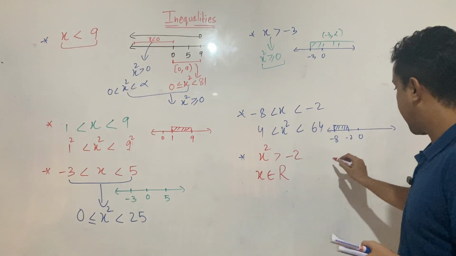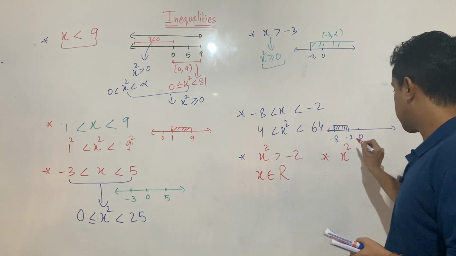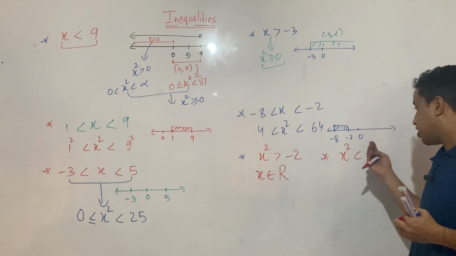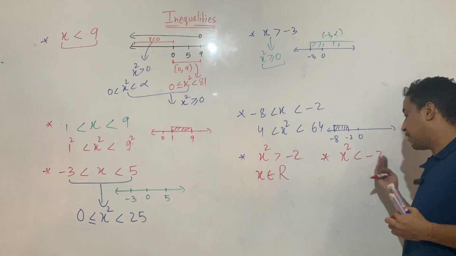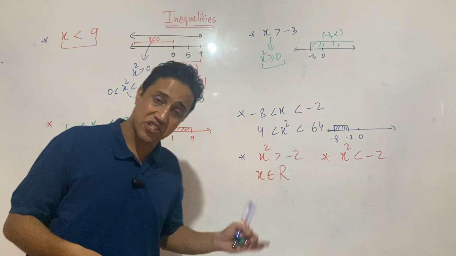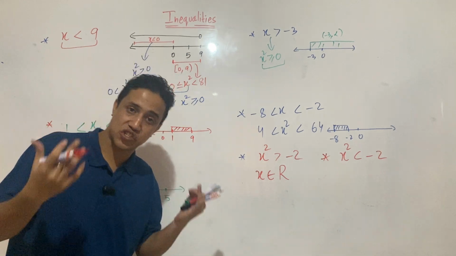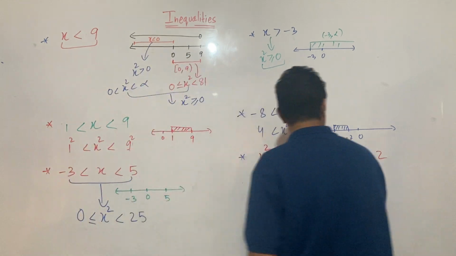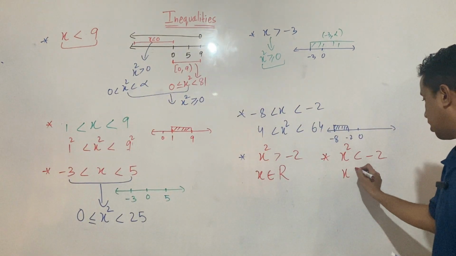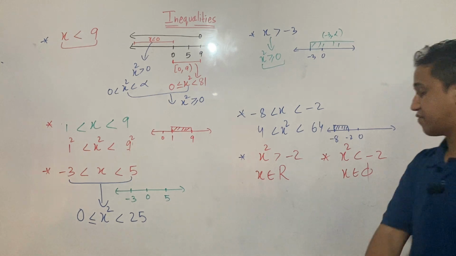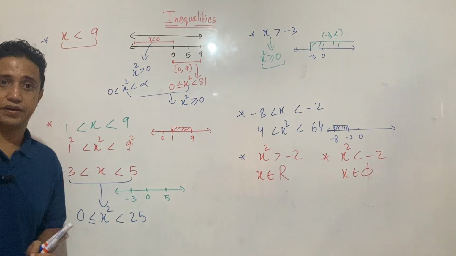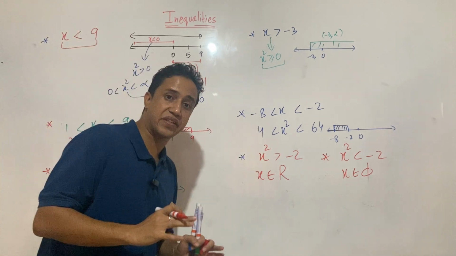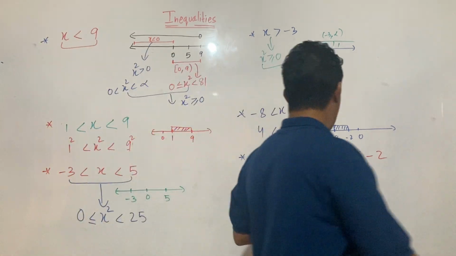Okay, if someone asks you what about x square less than minus 2, now you can see here x square less than minus 2 means that your x square is negative. And how can x square be negative? It is a square, so it has to be positive. So it means that x belongs to null or phi, right? So just keep these things in your mind. These are basic things, but very important.